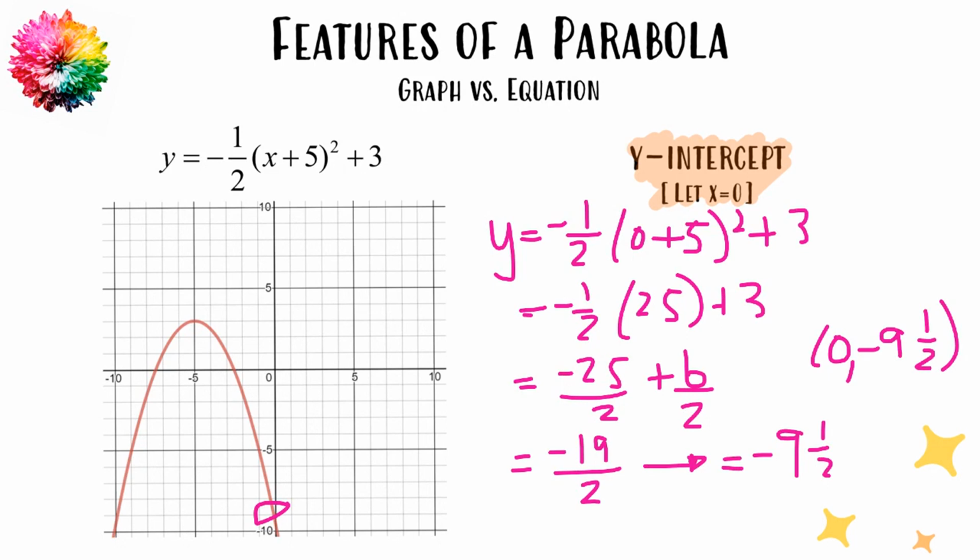Just to confirm, I'm going to go back to my graph and see if I can kind of see that. And if you look very closely, you can notice that the line crosses the y-axis at approximately 9-ish. It's very hard to tell, but our calculation of negative 9.5 is probably correct. Actually, it is correct.